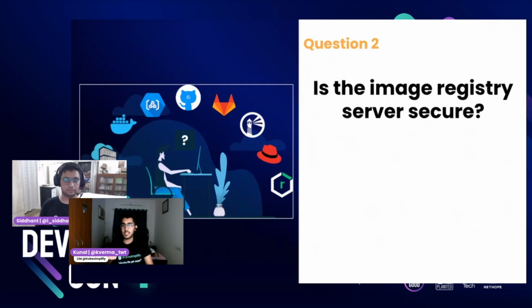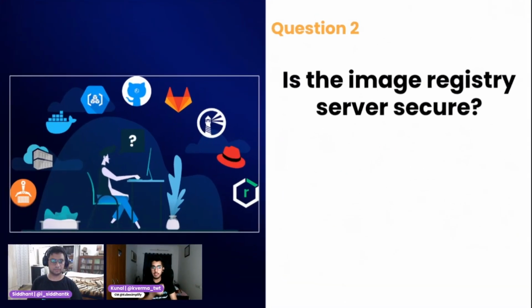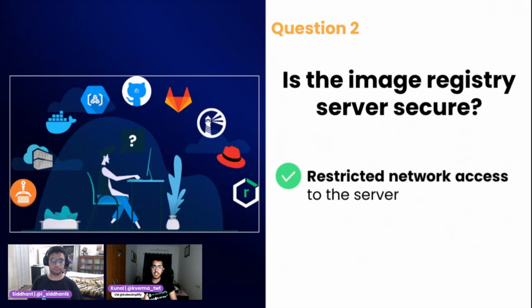The next one is: is the image registry server secure? Again, this is one of the most essential aspects, and this becomes quite easy when you are using the cloud providers that I mentioned and the different services that already exist. If you're using those, this becomes simpler because everything is managed by them, and you just have to grant access and give permissions, those granular permissions that we just talked about. So it becomes quite easy.